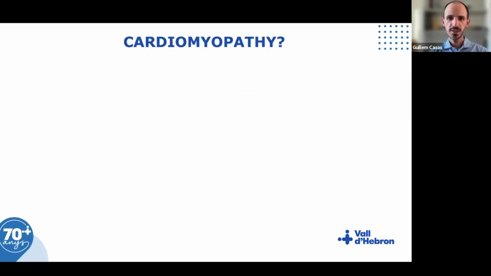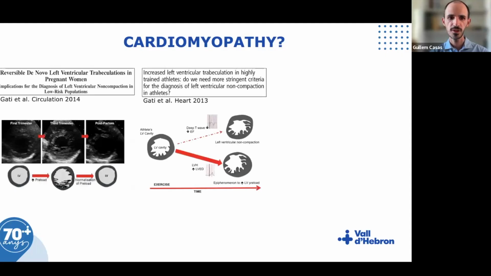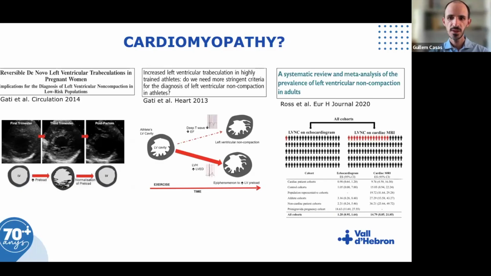However, the controversies surrounding this entity go even further, to the point of questioning whether this is an actual cardiomyopathy or not. As you are all well aware, some forms of acquired and reversible non-compaction have been described, such as those in pregnant women or athletes. Also, the prevalence of this entity seems to be much higher than expected for a cardiomyopathy, especially when considering CMR criteria, which can be present in up to 15% of the general population.